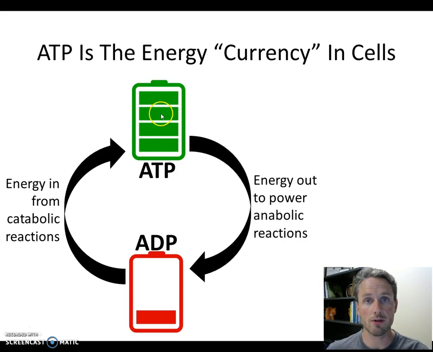Now we've got a recharged battery. We can use it to power another chemical reaction, an anabolic chemical reaction somewhere in the cell. We'll get our dead battery back out, but that's fine. We'll just recharge it somewhere else in the cell where a catabolic reaction is going on. And now we've got our recharged battery. So that's the role of ATP. It helps power reactions, and it captures the energy that comes out of catabolic reactions.